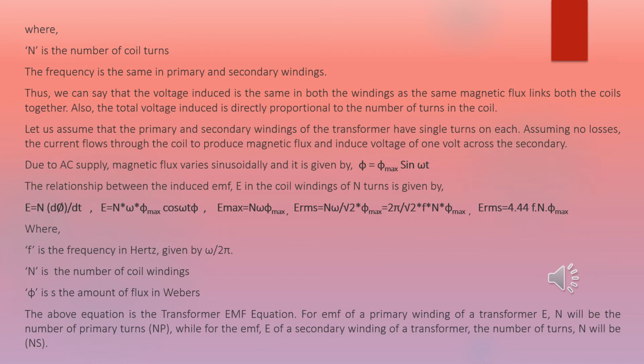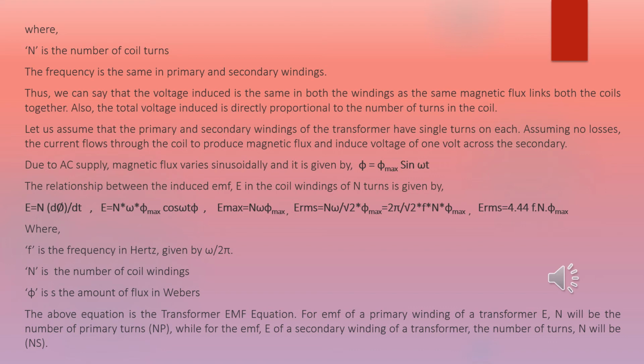But since it's an AC supply, magnetic flux will vary sinusoidally, because alternating current is a sinusoidal wave. It is not a fixed wave. That is, it varies with respect to time. Sinusoidal means the value of the AC supply will vary with respect to time. Hence, we can say that phi is equal to phi max sin omega t. Why do we take sin omega t? Because it is a sinusoidal wave.